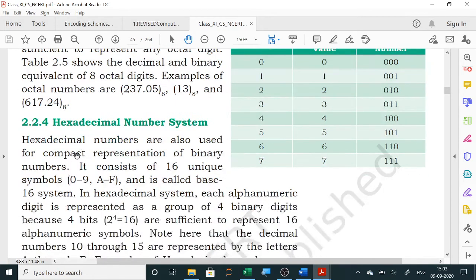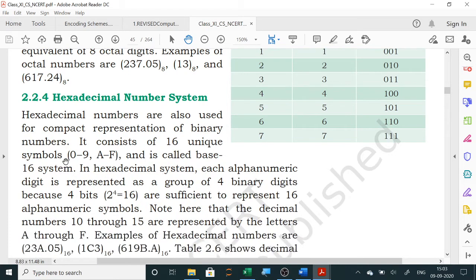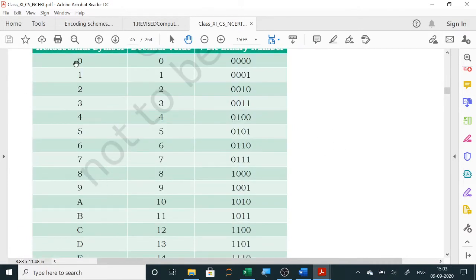Next is hexadecimal, where there are 16 symbols from 0 to 9 and A to F. So in total, 0 to 15 you can see here. So 0 to 9 and A to F, and the base is 16. Here you can see 0 means all 0, so the same decimal equivalent.